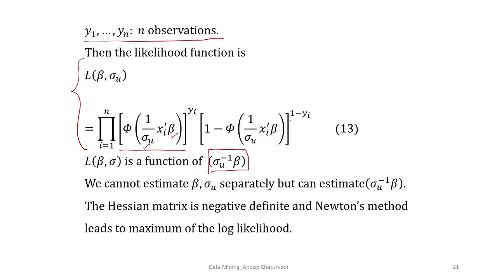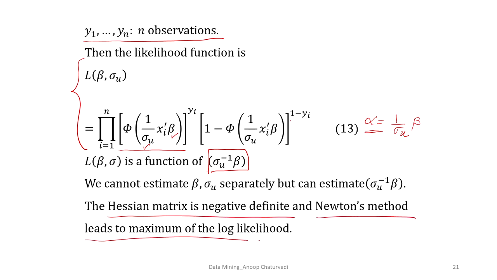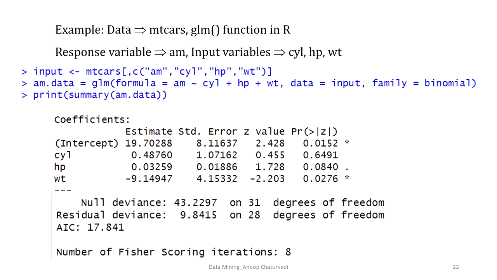What you can do is estimate 1 upon sigma u times beta using this likelihood function. So, you just write 1 upon sigma u times beta equal to, say, alpha, then you can estimate alpha, but you cannot separately estimate beta and sigma u. Again, the Hessian matrix is negative definite and Newton's method leads to the maximum of the log likelihood. So, you can use Newton's method for obtaining the maximum likelihood estimator.